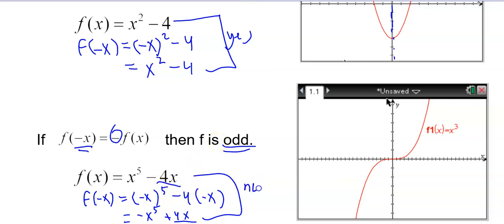So this is no, it does not have, oh wait, no, it passes the test, right? Everything changed. I thought that's what they changed. Both of them changed. This went from a positive x to the 5th to a negative. This one went from a minus to a plus. Everything changed over there. So everything is now the exact opposite. So yes, this does pass the test.